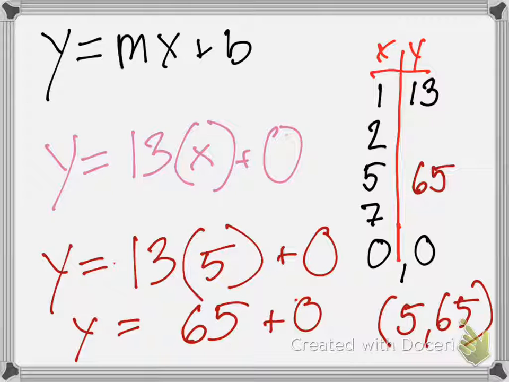What did we get when x equals 2? What is y? 26. What do we get when x equals 7? 91. Exactly, you guys. So, do you see how easy this is? It's really not that hard.